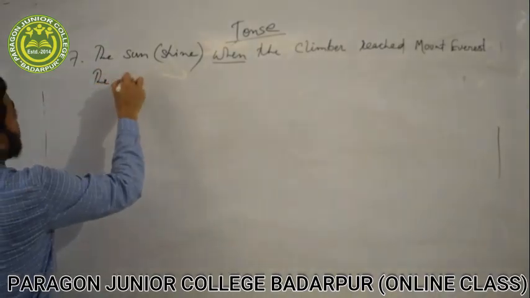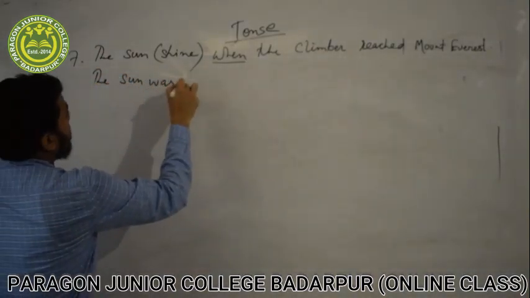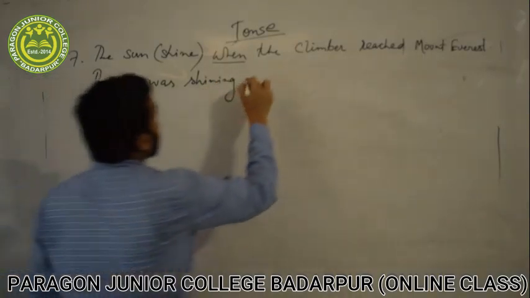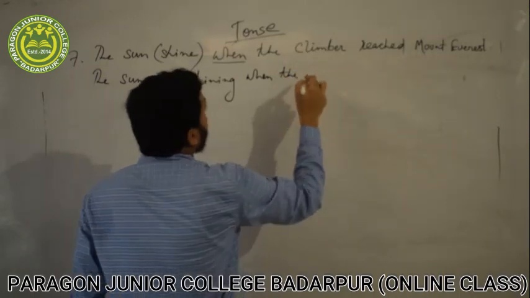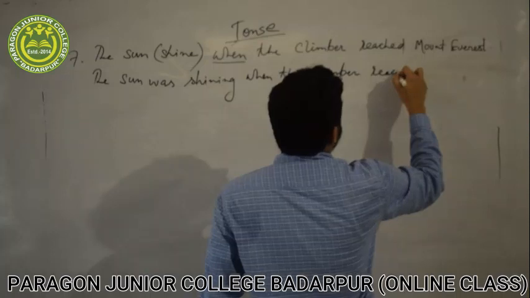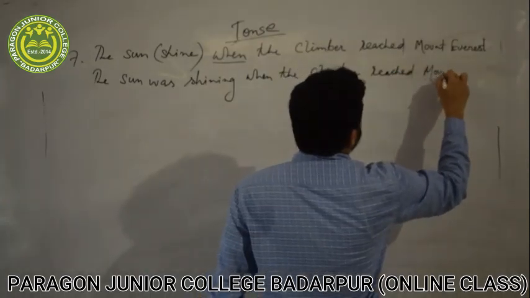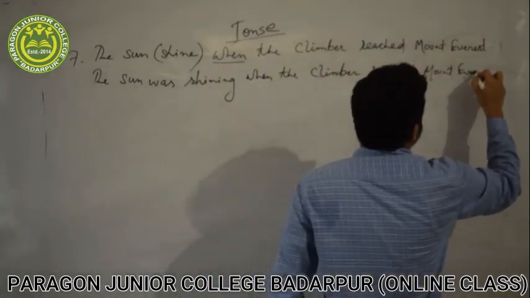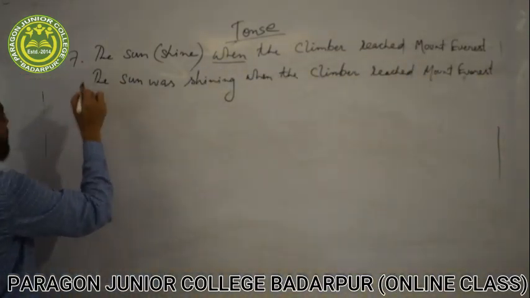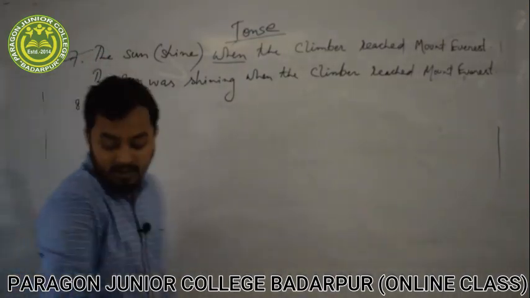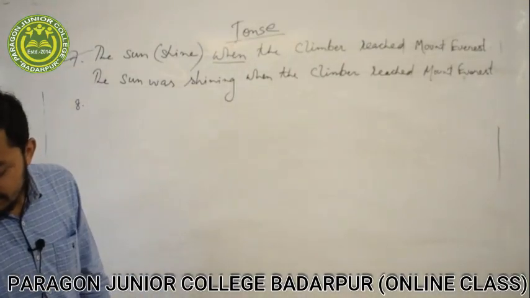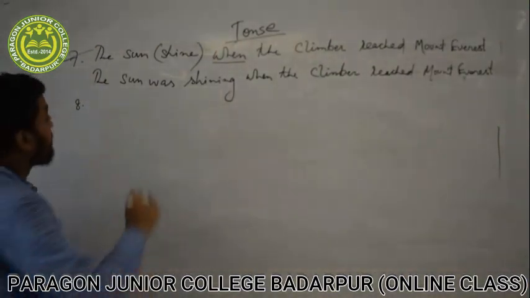The sun was shining, past continuous tense, the sun was shining when the climber reached Mount Everest. Hope this sentence is clear to you. Next. The sun rise at 6:30 yesterday morning.